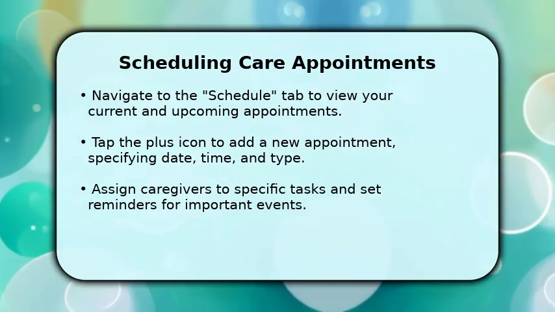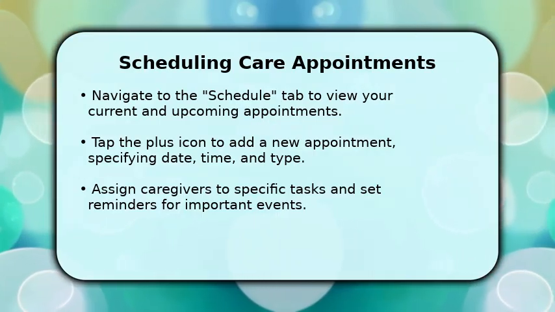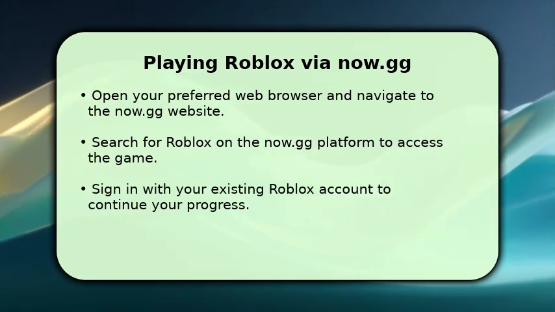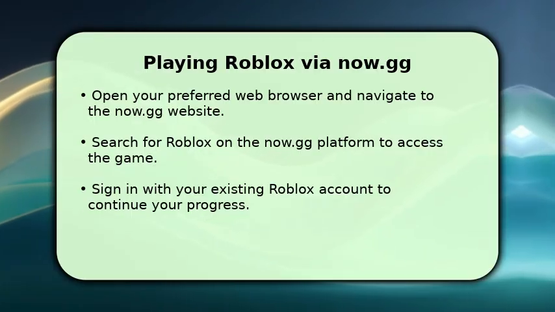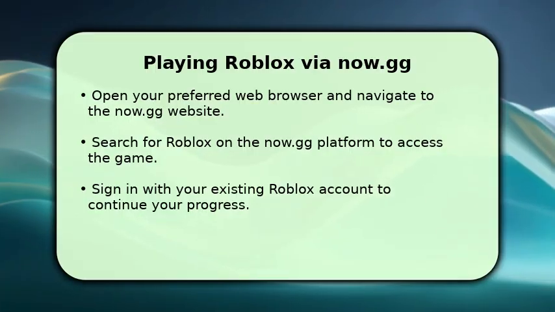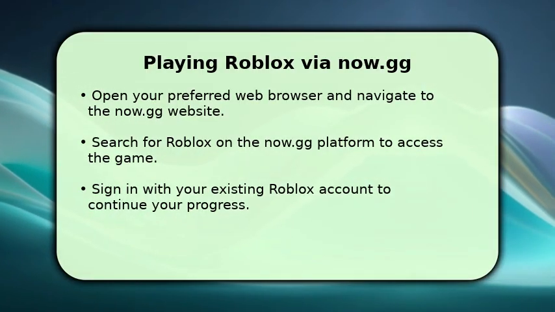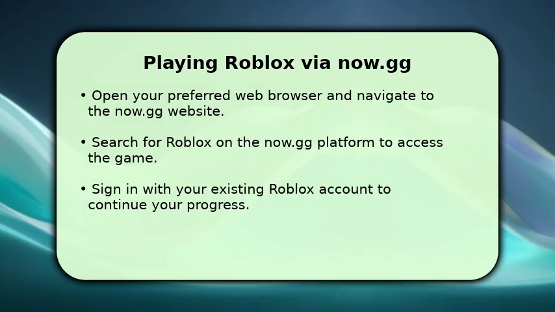To play Roblox using Now GG, simply open your internet browser and go to the Now GG website. Once there, you can easily find Roblox and launch it. You will then be prompted to sign in with your Roblox account, just as you would on any other device. This method provides a seamless cloud gaming experience, letting you enjoy your favorite Roblox games instantly, whether you are on a computer, tablet, or even a mobile phone.